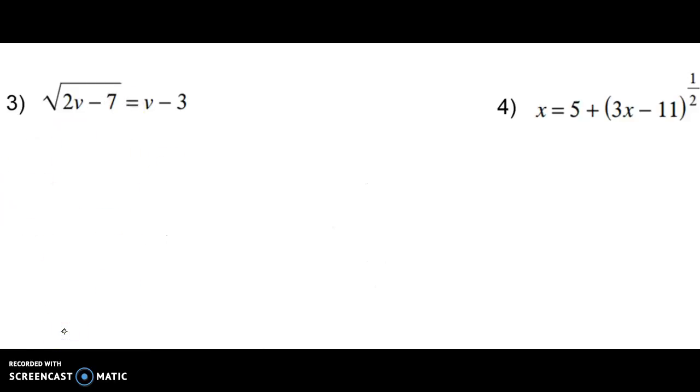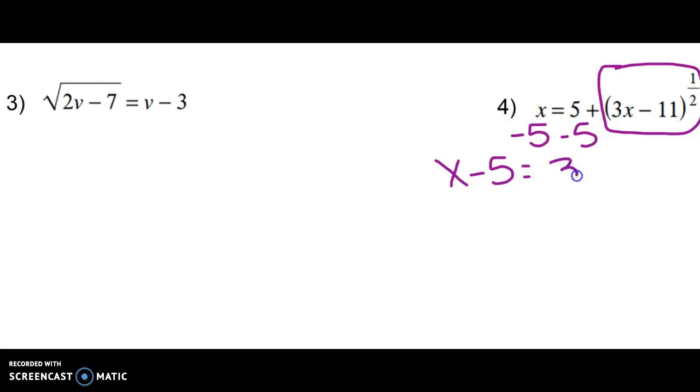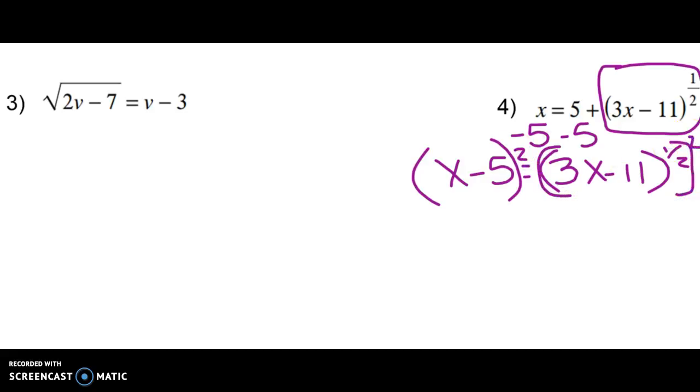Now this one's a little different because it's got an exponent. But really, something to the 1/2 power is just the square root. But the big thing we have to do is isolate this guy right here, okay? So let's start by subtracting 5. We end up with x minus 5 is equal to 3x minus 11 to the 1/2. All right, now we're going to undo that by doing the reciprocal of 1/2, the exponent, and that's going to be a 2. So raise that to the 2nd power.